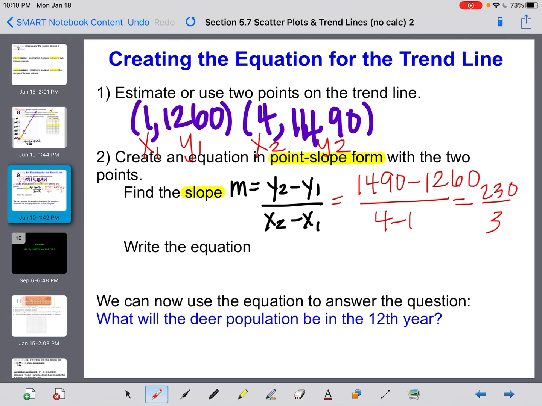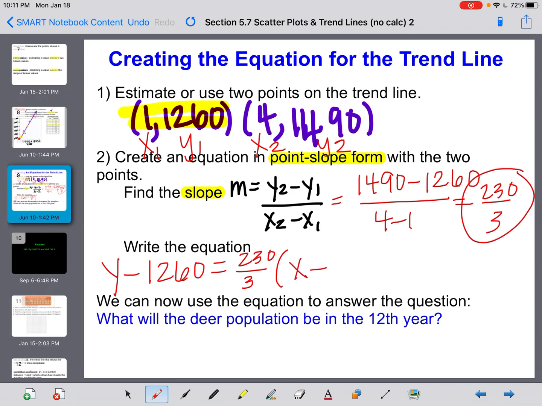Okay, so this is my slope. When I write my equation in point slope form, I have to choose a point. I'm going to choose this one just for ease. So it will be y minus 1,260 is equal to my slope times x minus 1. That's where I get to leave my equation.